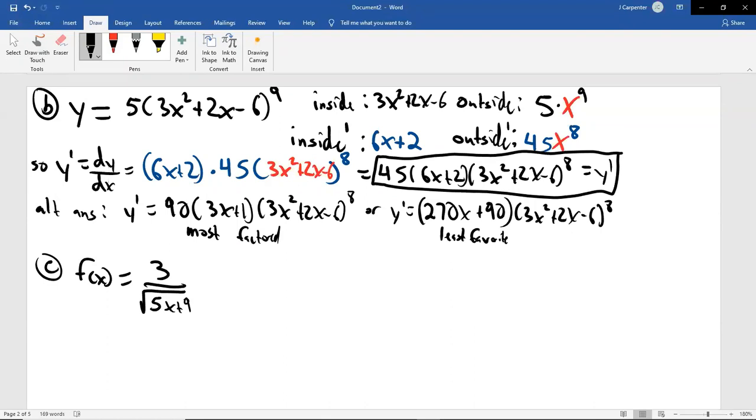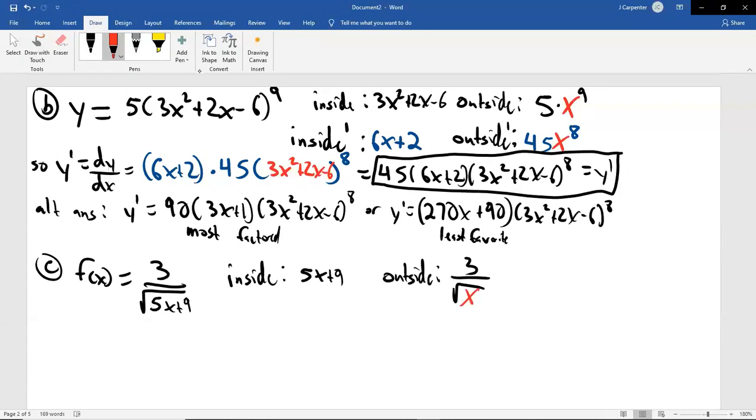So the inside function, there's a world where it could be the entire square root in the bottom, but it's not. It's just the inside of that square root. It's the 5x plus the 9. Making the outside function everything else, but when you go to write the inside function, just write it as an x. So 3 over square root of x, which represents the inside.